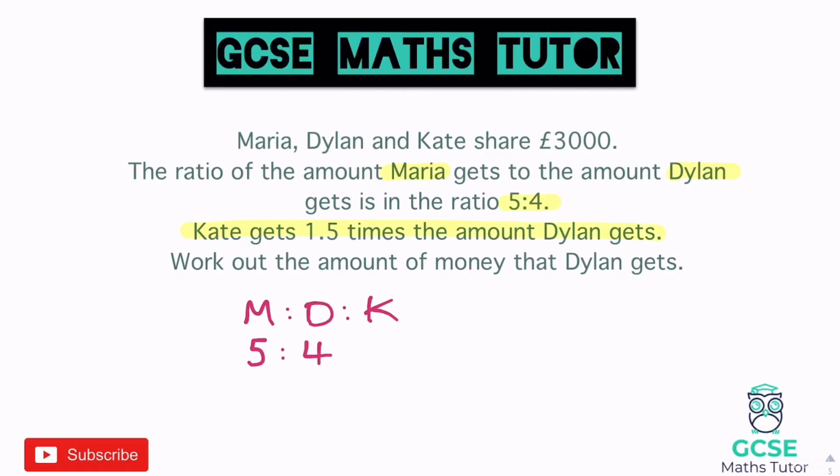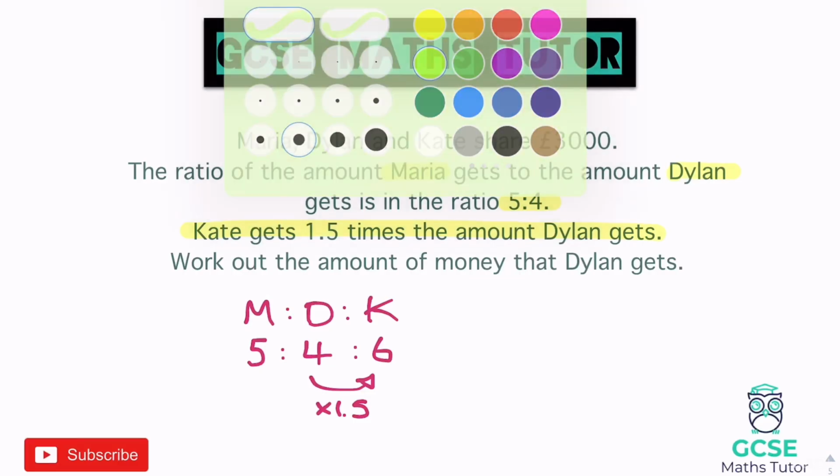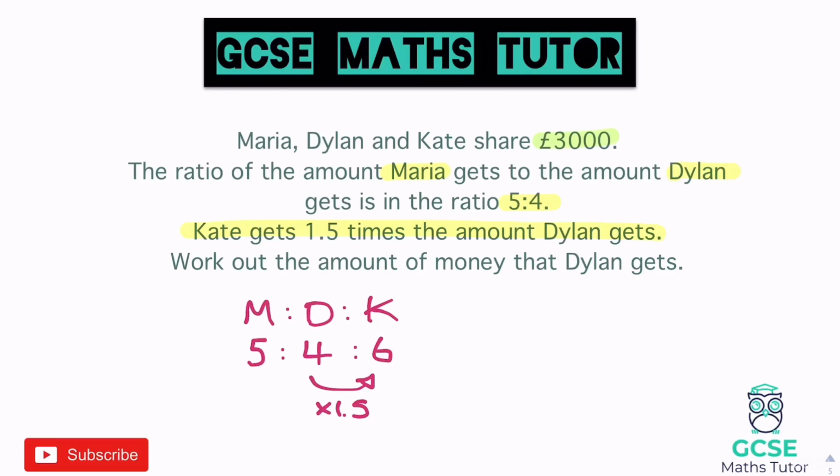So Dylan gets 4 parts. If we times that by 1.5, that gives us a value of 6. So Kate is getting 6 parts. Remembering, multiplying by 1.5, if you don't have a calculator, just adds an extra half on. Half of 4 is 2, add it on gives us 6. So now the rest of the question is nice and easy, because all we're going to do is split that £3,000 in the ratio 5:4:6.